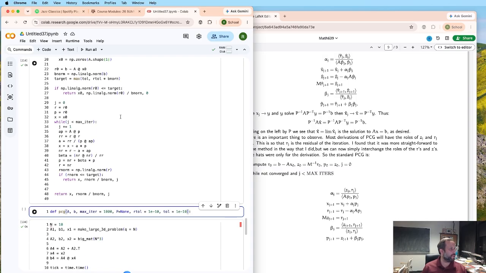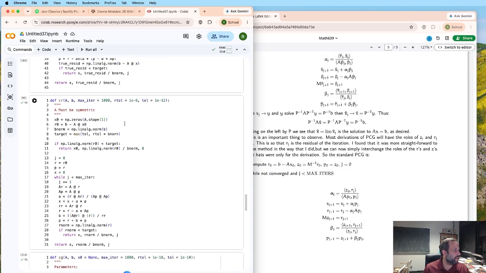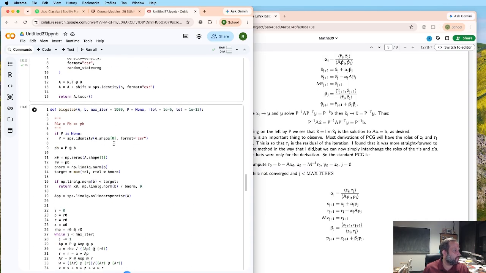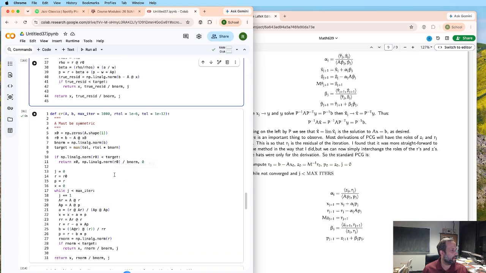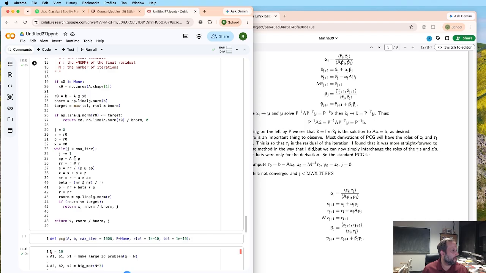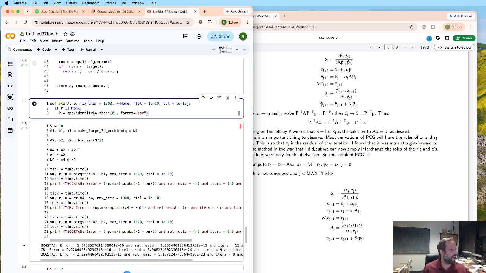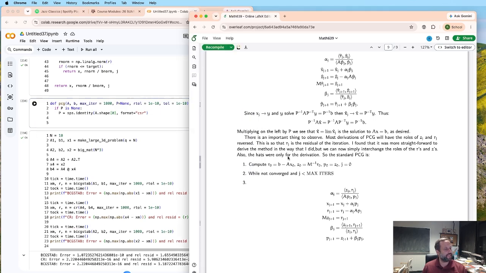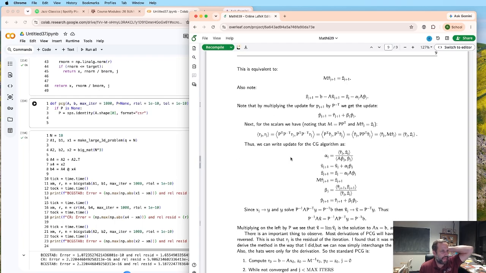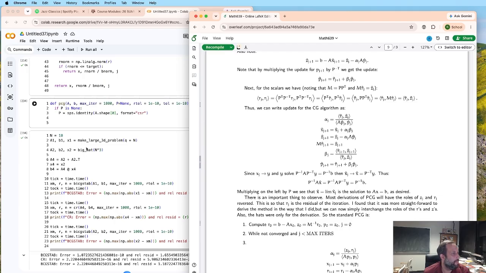Okay, so there's a couple of things that we have to do to set stuff up. I'm just going to copy a lot of code. So like here, I'm going to copy this. We're going to have this. Okay, that's running okay. Now this is the algorithm here. Now m is the preconditioner, so like m inverse, p is equal to m inverse.